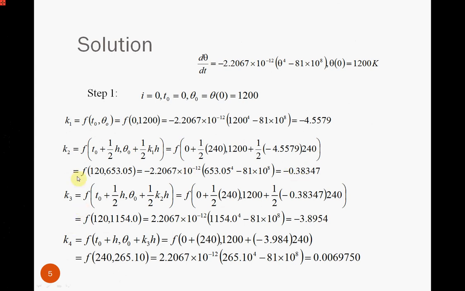From K2 you get to K3, so it's the same as again, 0 plus a half times 240, comma, 1200 plus a half K2, there we have it from just there, by 240, do all the numbers, you get minus 3.8954. K4, we get K4 from K3, same as before, t0 plus h, so that's 0 plus 240, comma, then theta0 1200 plus K3, minus 3.8954, by h 240. Do all the maths, you get that.